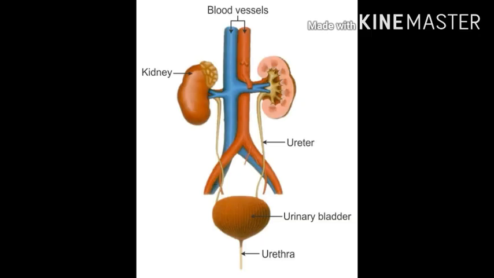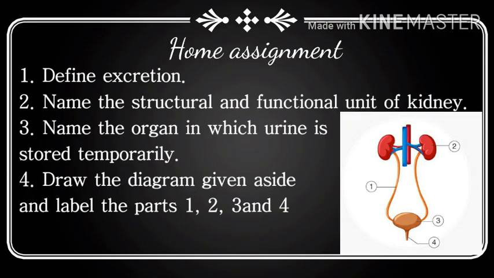Now, let's go to a quick recap. The human excretory system consists of a pair of kidneys, a pair of ureters, a urinary bladder, and a urethra. The metabolic waste from the blood is filtered inside the kidneys, and the urine thus formed is passed into the urinary bladder through narrow tubes called ureters. The structural and functional unit of kidneys is the nephron, where the filtration takes place.